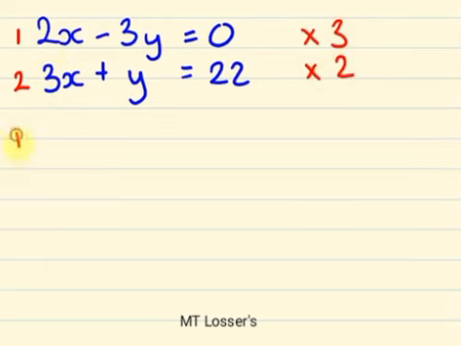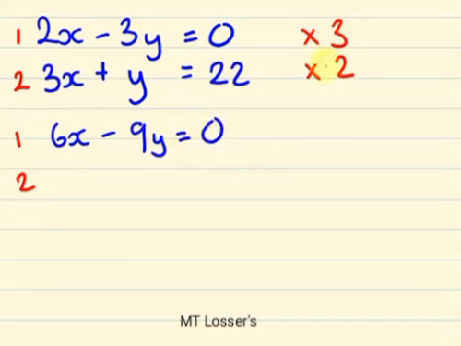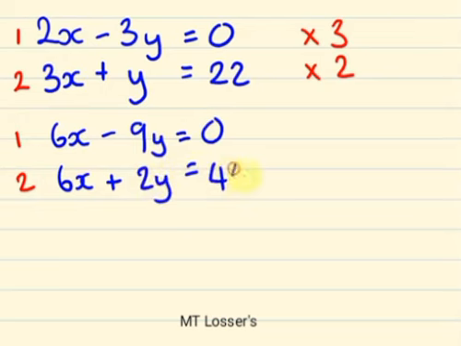So let's do that. What we're going to end up with is 6x, this first equation, take away 3 times 3 is 9y, and it equals 0 because nothing times 3 is nothing. And then 3x times 2 is 6x, plus 2y, and it equals 44.